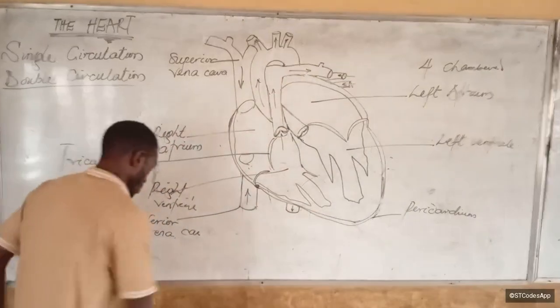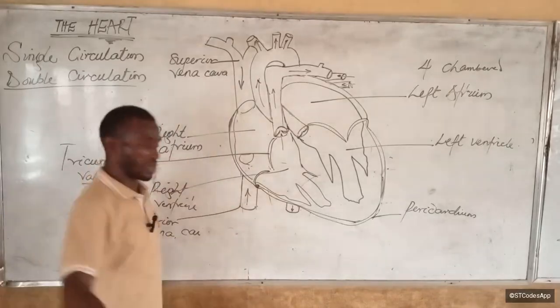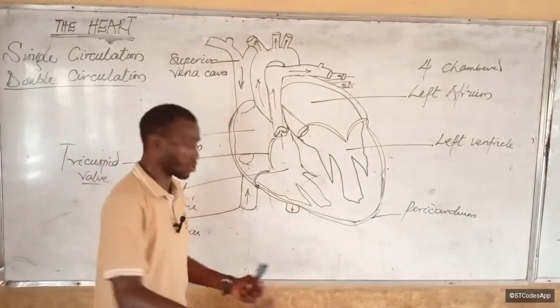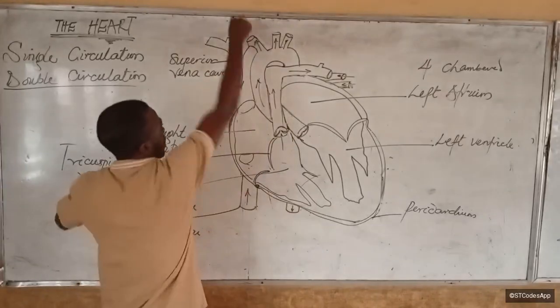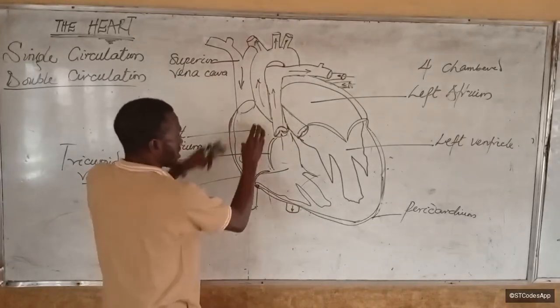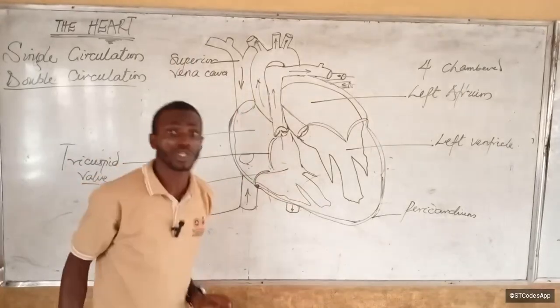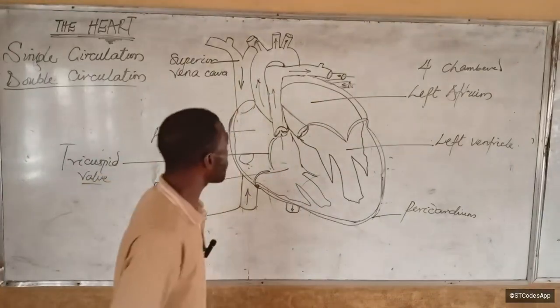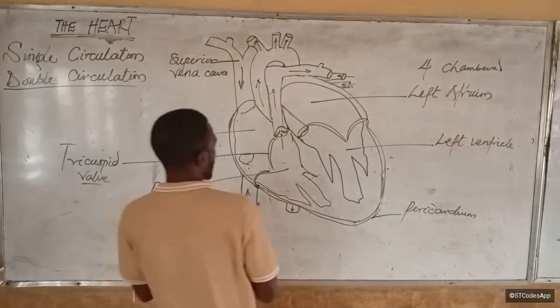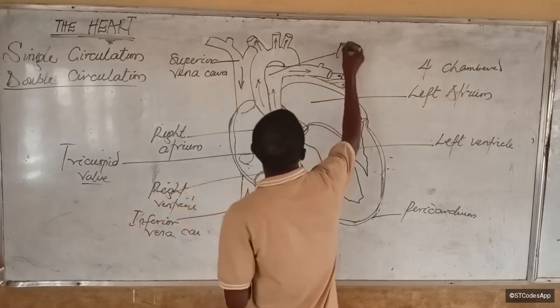So let's go back again. We said deoxygenated blood, basically. The blood that has lost its oxygen or nutrient has come into here from here, and has entered into the right atrium, and then from the right atrium it makes its way to the right ventricle. Now from the right ventricle, it pushes into this guy here, which is called the pulmonary.